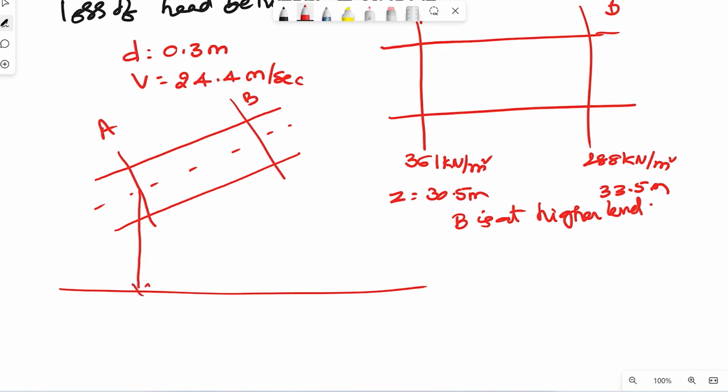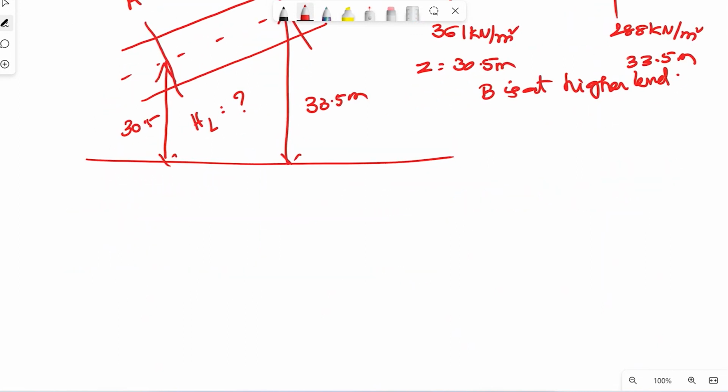Naturally, this is what we call 30.5 and this is 33.5, right? Pressure is already noted. So what is his question? What is the head loss between A and B? How much? This is the question.